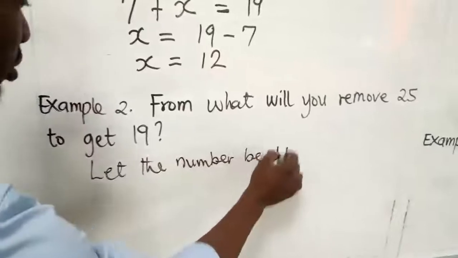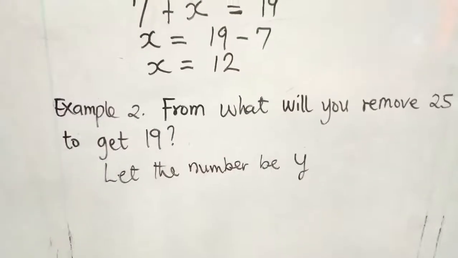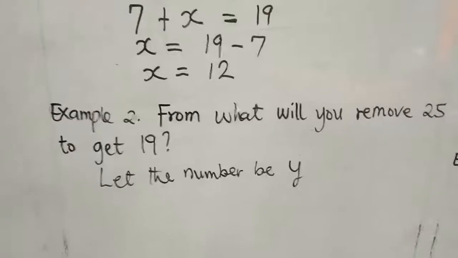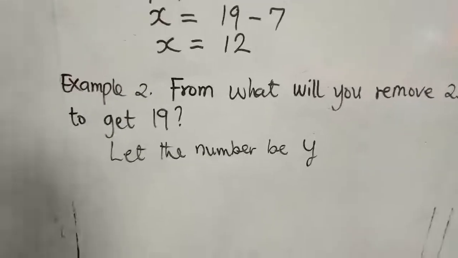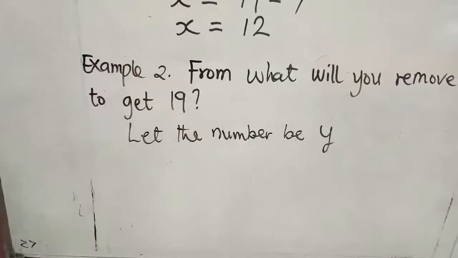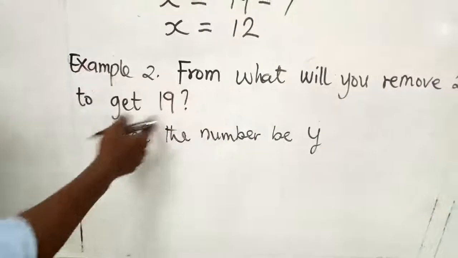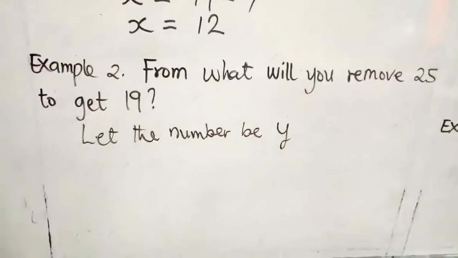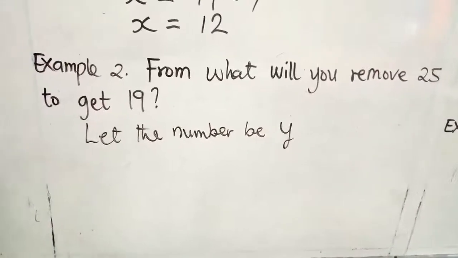be y. You can use any letter of the alphabet except O. You can use A, B, C, D, X, Y, Z, and so on. So let the number be y. The question says, from what will you remove 25 to get 19?